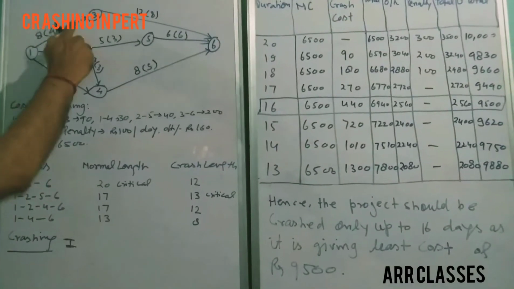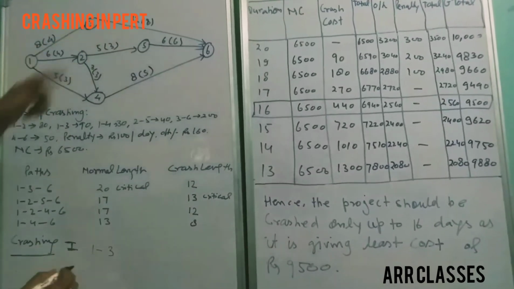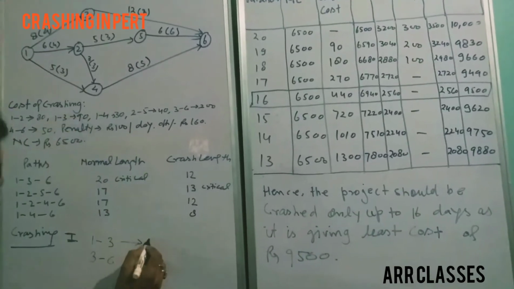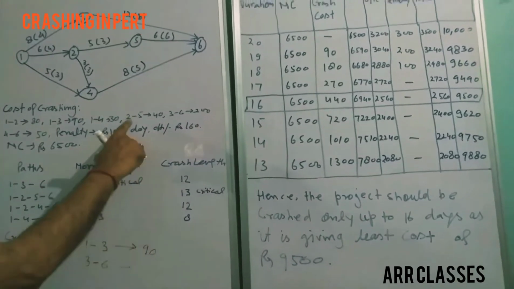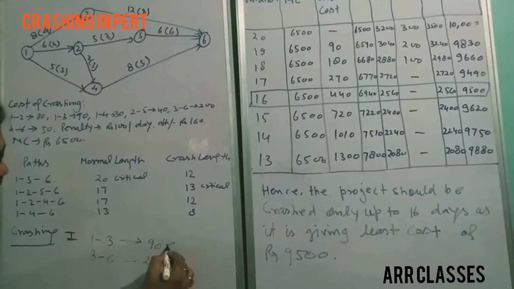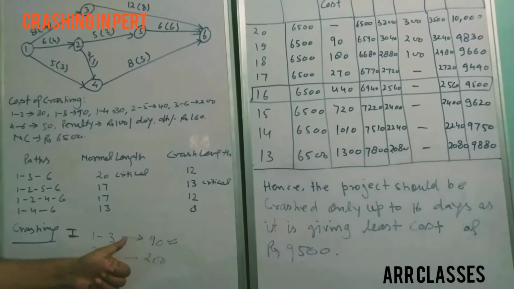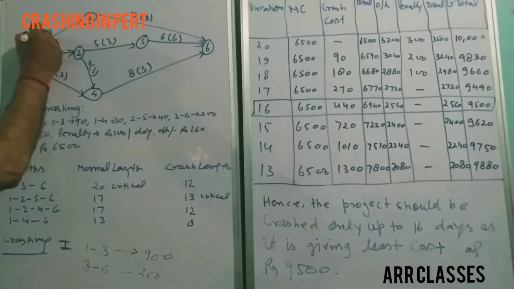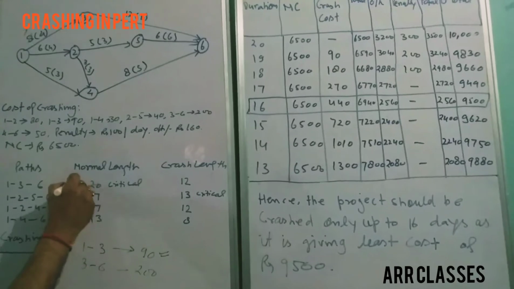So if we look at 1 to 3 and 3 to 6, for 1 to 3 the cost of crashing is rupees 90, and for 3 to 6 the cost of crashing is rupees 200. That means only 90 should be considered, since 90 is lesser than 200, so activity 1 to 3 should be considered. So only this should be crashed, say by 1 day, so that it becomes 7, and here it becomes 19.